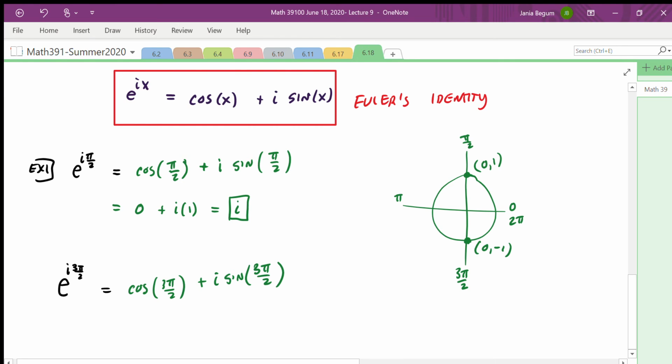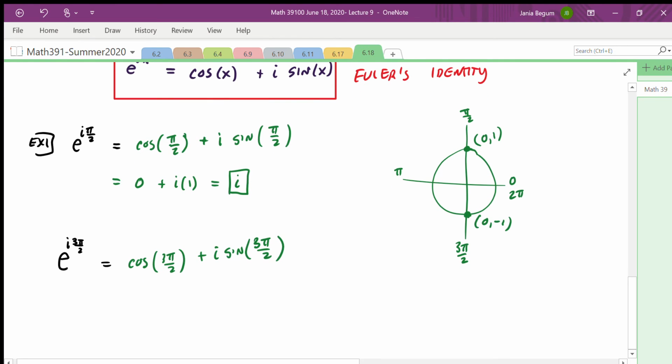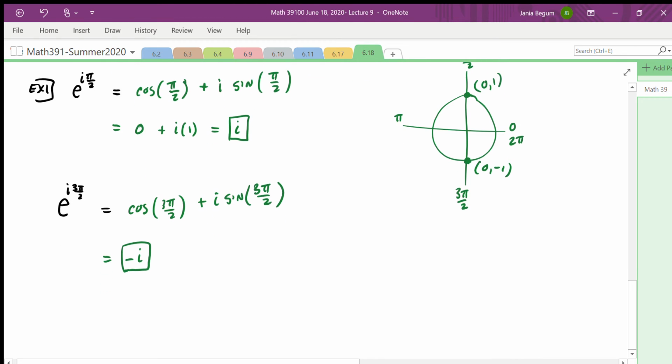And then again, looking at the unit circle, we get these exact values. Cosine of 3 pi over 2 is 0. Sine of 3 pi over 2 is negative 1. So this is negative i. Okay, so that would be the evaluation for these trig functions. So let's do one more, right?